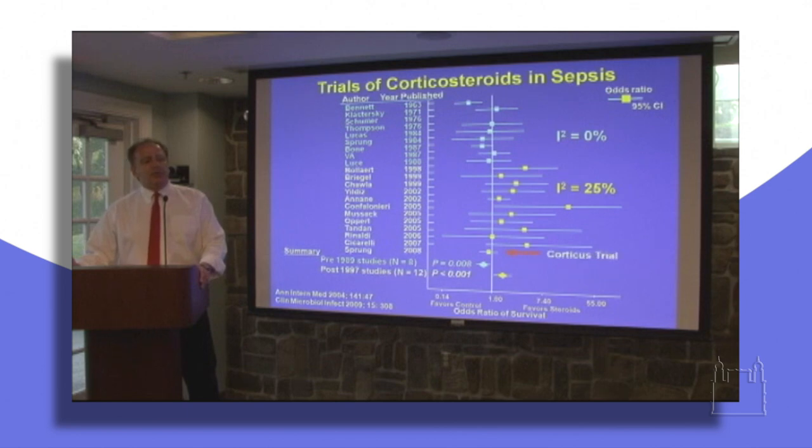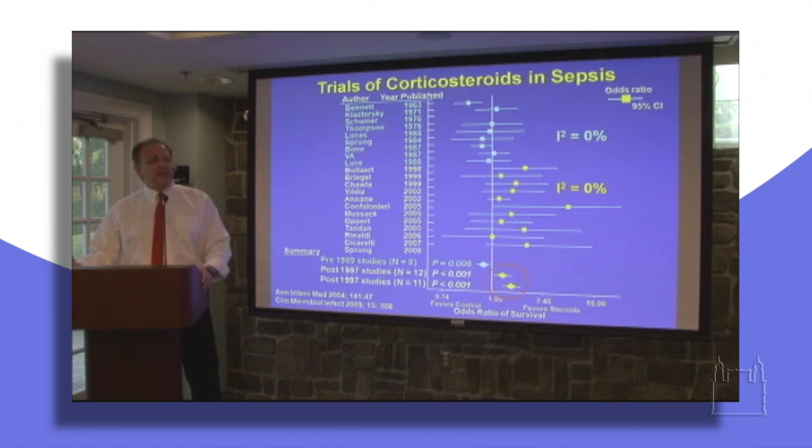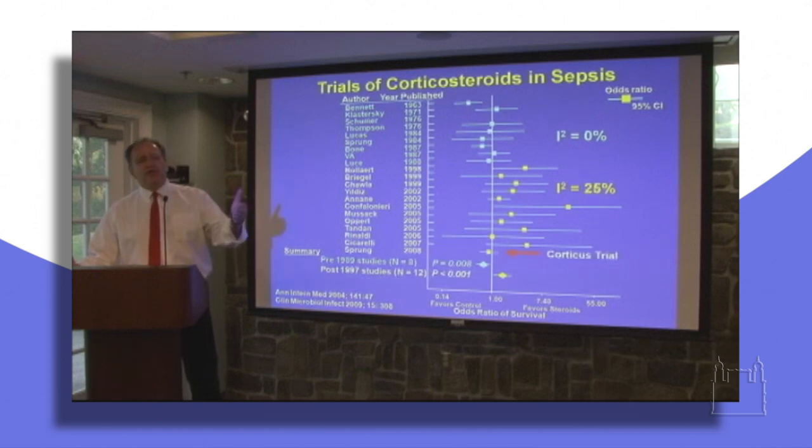Well, the I-squared is 25%. If it's above 20%, you're worried. And one trial, called the Corticus, looks like it has a different effect. Let's see what happens if we remove it. What happens to the I-squared? It goes to zero. But what you find is, no matter if you remove it or don't remove it, there is benefit. But now I'm going to ask you a very different question. Which is correct? The Corticus or all the other studies?